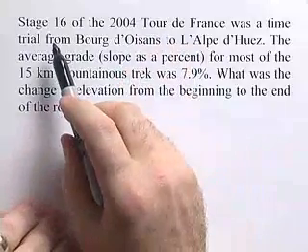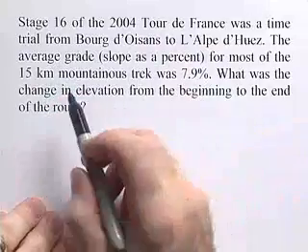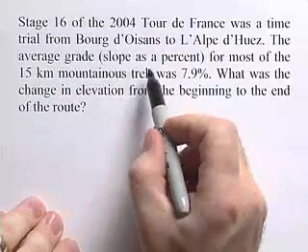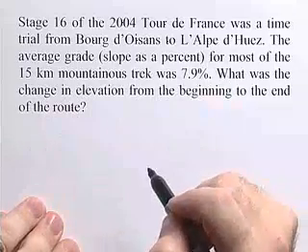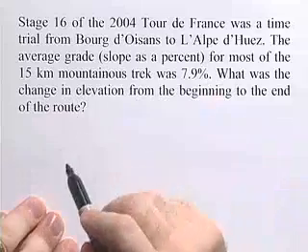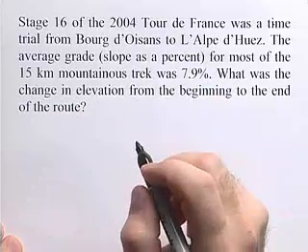Let's take a look at a word problem. We have that stage 16 of the 2000 Tour de France was a time trial. This time trial had an average grade, this slope is a percent, for most of the 15-kilometer mountainous trek that was 7.9%. What was the change in elevation from the beginning to the end of the route? We're going to use the average grade.